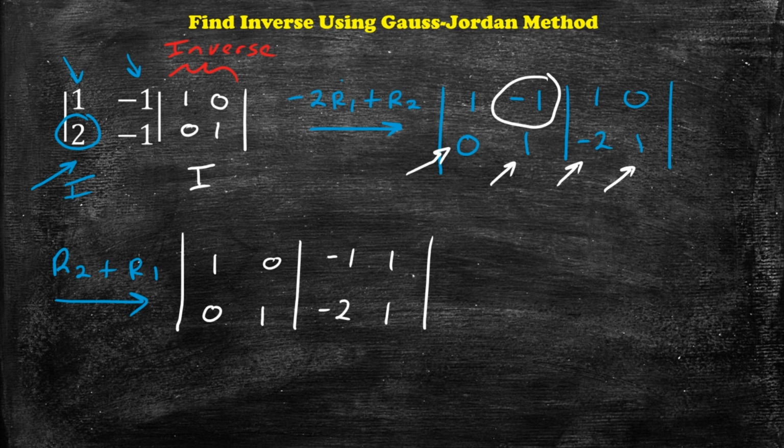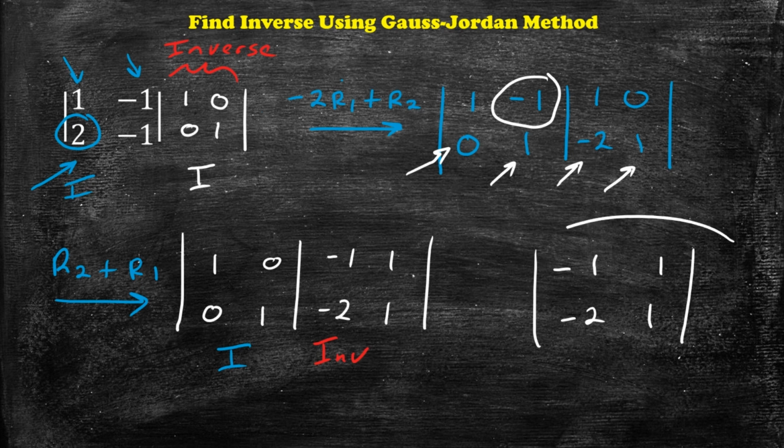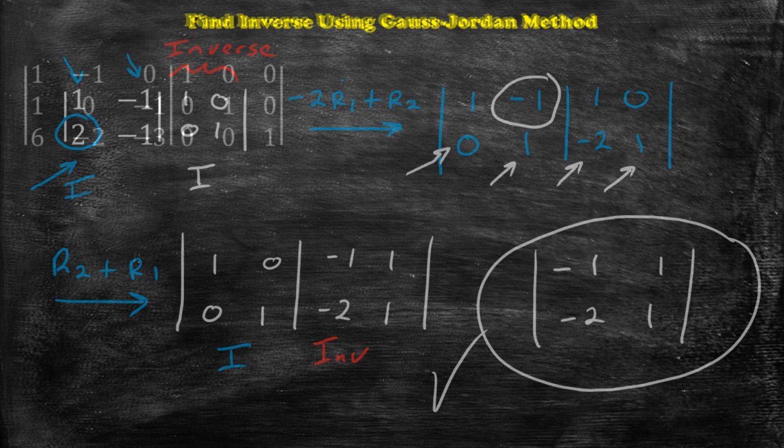All right, so now what we can see is our left side here is our identity matrix, which is what we wanted. And that means the right side here is our inverse matrix. Okay, so let's go ahead and just write this down one more time. -1, 1, -2, 1. This right here is our inverse matrix, and this example is complete.